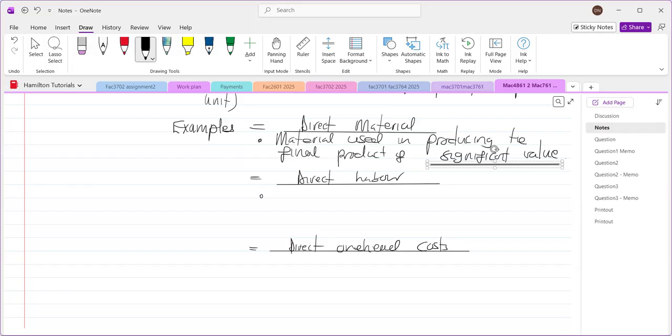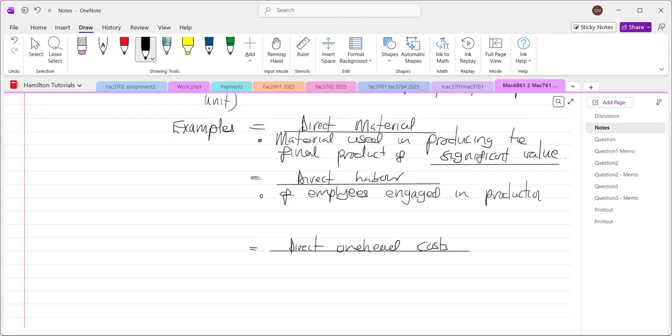Then the direct labor, this is the labor of employees engaged in production. So remember, production occurs in a factory. In the factory, there are many different employees with many different jobs. You will have those employees that handle the machines and do the actual production. Those are direct labor.